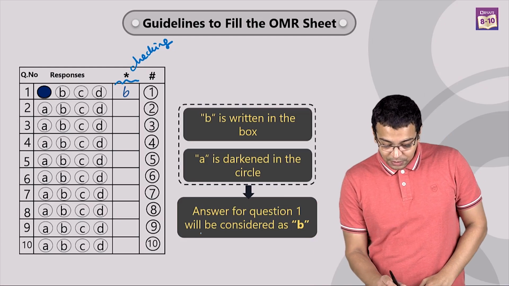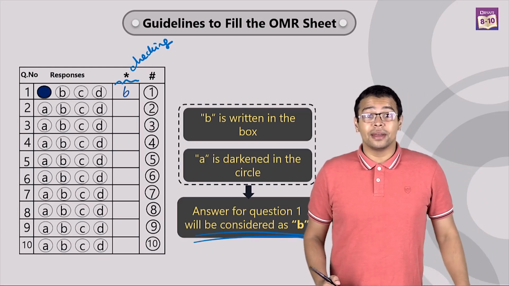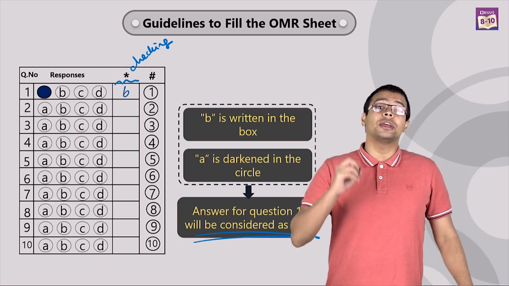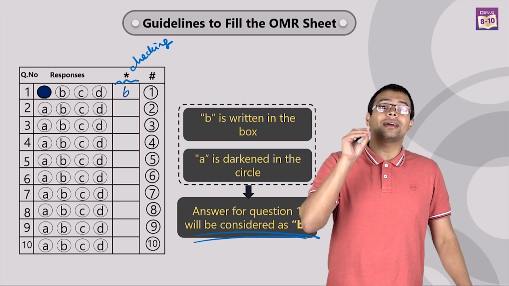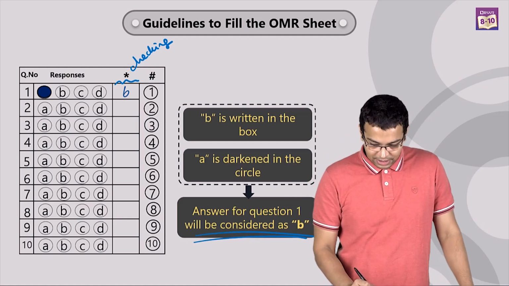The answer for the question will be considered as B, right? This is there just to give you that little extra edge so that you can correct yourself when you're checking your answers. Okay, keep that in mind.